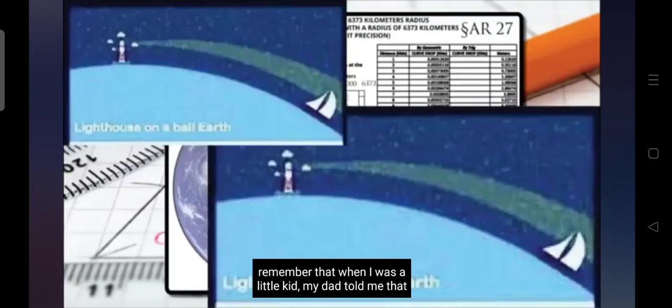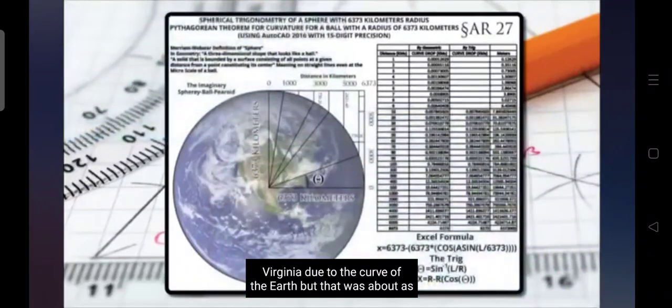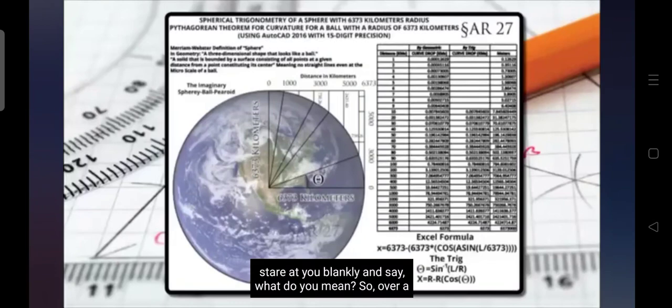I do remember that when I was a little kid, my dad told me that we can't see the mountains in Northern Virginia from Southern Virginia due to the curve of the Earth, but that was about as far as that went. Never during any classes all the way up through college did I perform an exercise which estimated the expected amount of Earth curvature over a given distance and then measure for it. If you approach a globe Earth believer and ask them to measure the Earth for curvature, they will stare at you blankly and say, "What do you mean?"